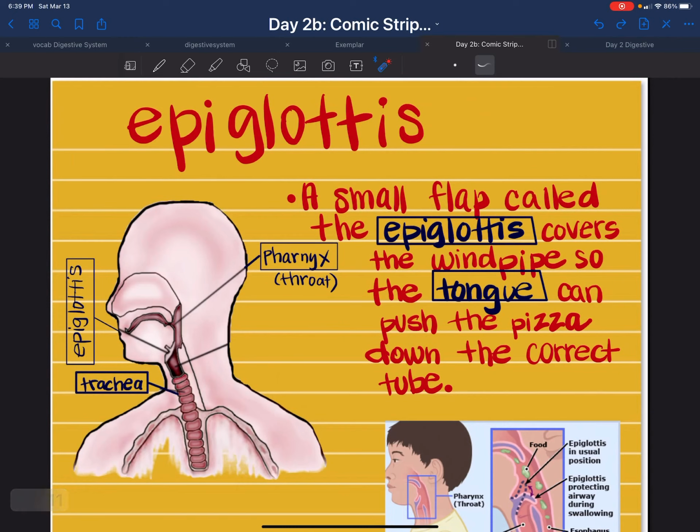Epiglottis is our new word for today. Here's the epiglottis flap right here. What it does is cover the windpipe. This is the windpipe, so that the tongue can push the food down the throat, or push our pizza down the throat, down the correct tube.